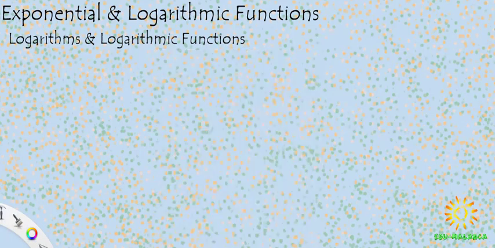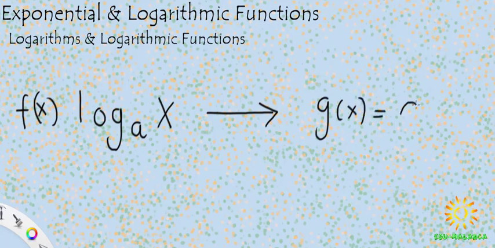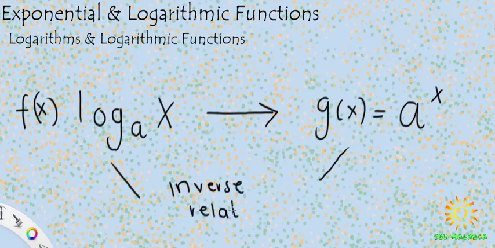When you have a logarithmic function, log base a of x, and your function is f of x, and you make an exponential function with these, which will be g of x, and that will have the same base, so our base will be a to the power of x. The relationship between these functions is that they have an inverse relationship. So they are the inverse of each other. And this is the relationship between log functions and exponential functions.